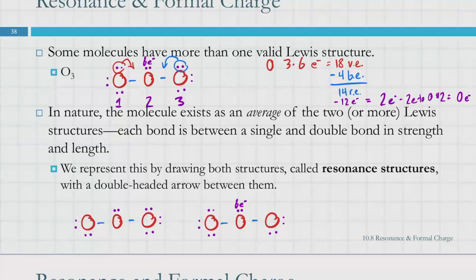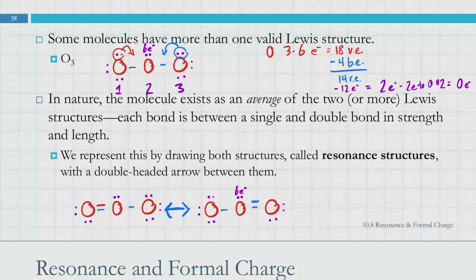Just erase everything. So we've got our double bond on the left, and our double bond on the right. And then we draw an arrow between them to show that these are resonance structures. So this double-headed arrow says we're moving between the left version and the right version. The reality is some mixture of the left one and the right one.